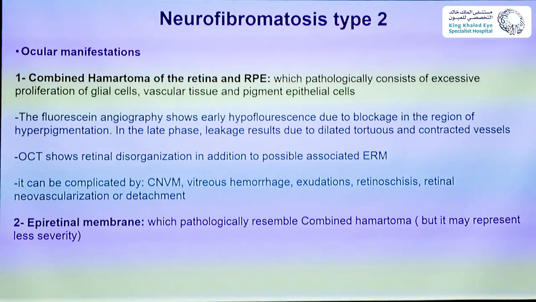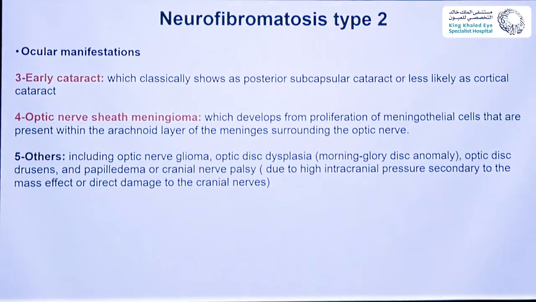They are the most common findings that we see, but they are not in the diagnostic criteria of neurofibromatosis 2. So the diagnostic criteria that involve the ocular side include either early cataract, which is classically posterior subcapsular or cortical cataract. And the other thing that involves the eyes is the optic nerve sheath meningioma.